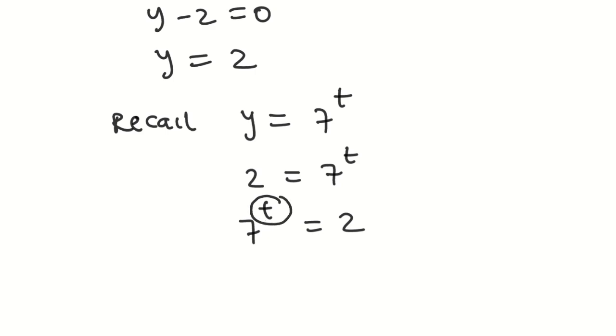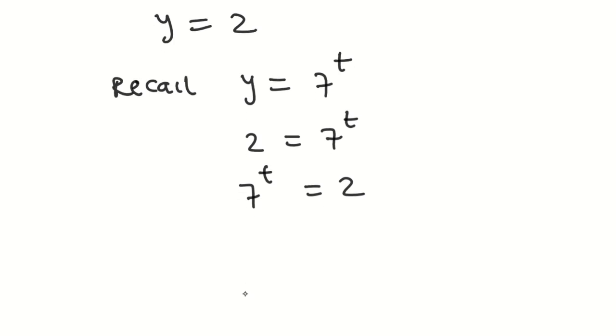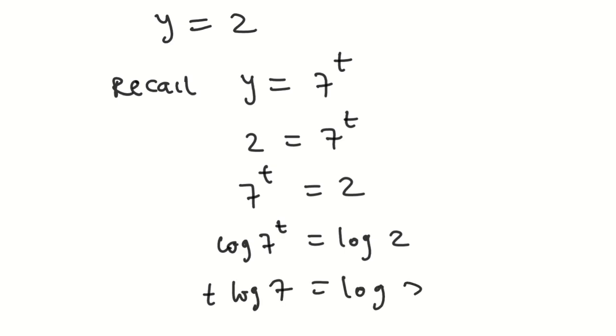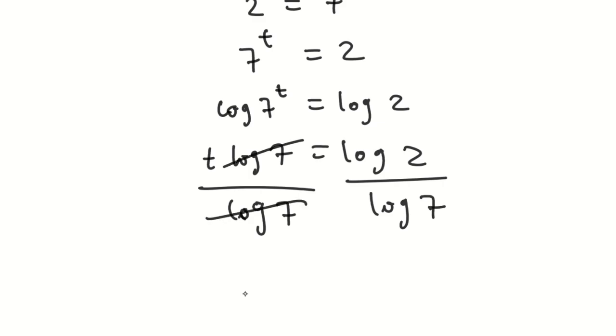Now, if I only need to get the value of t, it has to be dropped down, and we can do that by applying log to base 10 to both sides. So log to base 10 of 7 raised to the power of t is equal to log 2. Okay. And from one of the laws of logarithm, this t will become the coefficient of the logarithm. So it's going to be what? t log 7 is equal to log 2. So I'm going to divide both sides by log 7 because we need to get the value of t. So this cancels this.